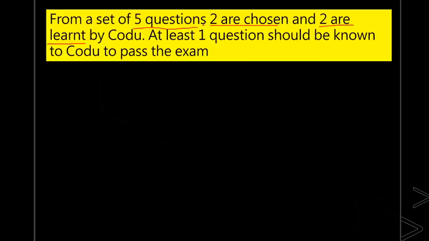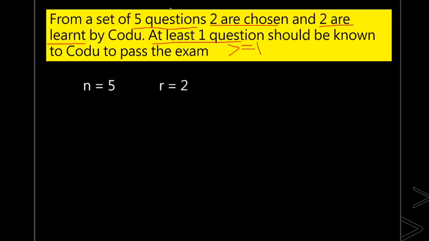At least one question should be known to Kodu to pass the exam. Look at this, we are using the term at least one question. What does it mean? Greater than or equal to one question. Do you remember that men and women problem? 8 men and 5 women. We were supposed to choose at least 3 women. When I tell you at least, what should you do here? You are going to create a table.